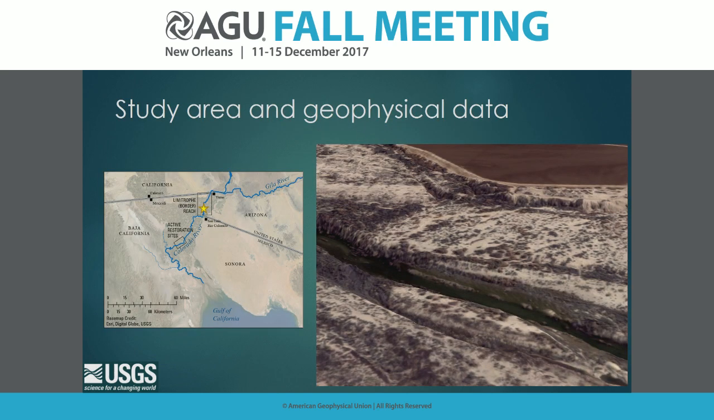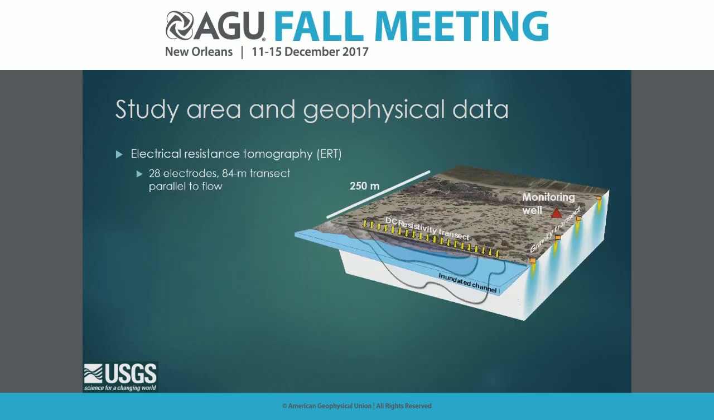Quick look at the study area. Again, it's in southwest Arizona. The river here forms the US-Mexico border, which creates some interesting logistical challenges. But in this kind of poor oblique image there, you see the river going from left to right. This particular scene has water in the river, but 99% of the time it's completely dry. If we look at a cutaway view of that same scene, we can see the configuration of our data collection.